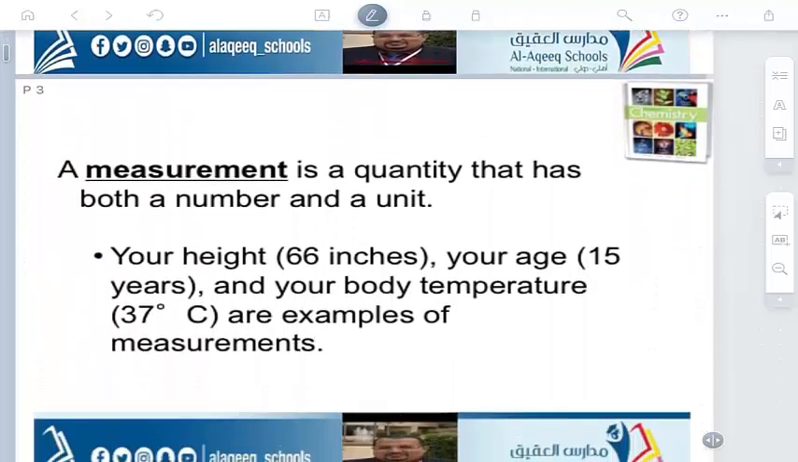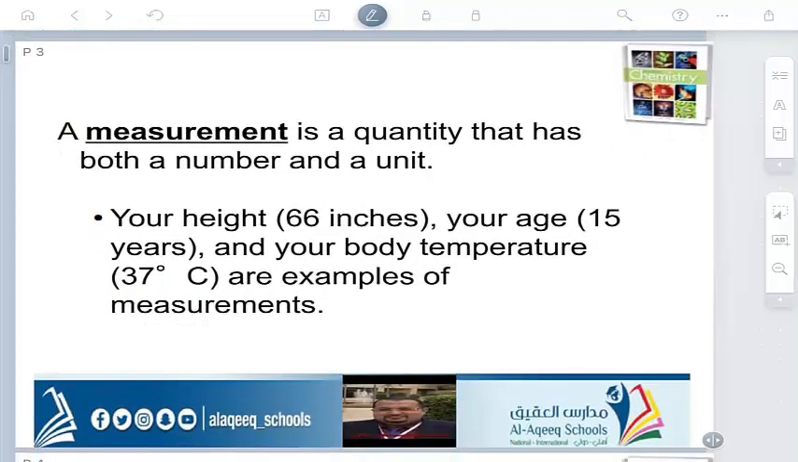Today we are going to start the summary of Chapter 3 Scientific Measurement. What is meant by measurement? We are using measurements in chemistry like in physics, like in math. A measurement is a quantity that has both numbers and units. Number and unit is a must to represent a measurement. Number and unit.